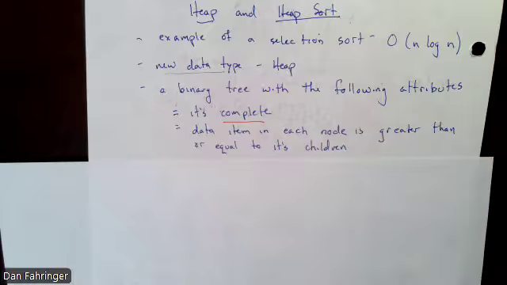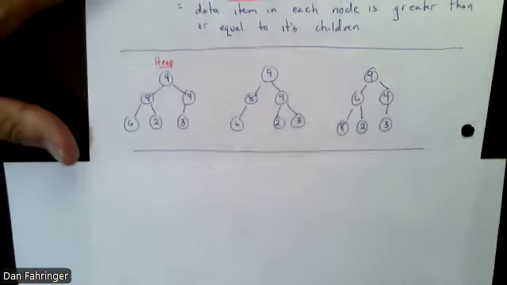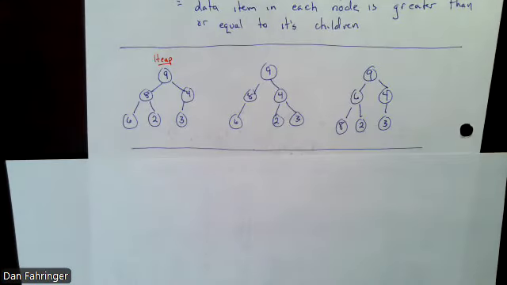So it's complete, and every node is greater than or equal to its child. Three examples. The first one, I'm telling you, it is a heap. It is filled from top to bottom, left to right, and every parent is greater than its child.